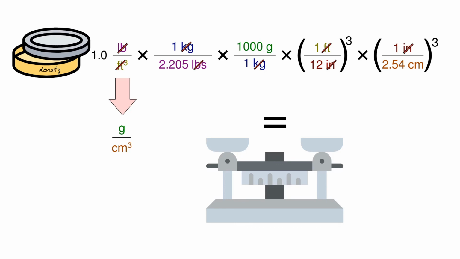The final step in such a problem is just to punch all these numbers into a calculator, and we end up with 0.016 grams per cubic centimeter to two significant figures.